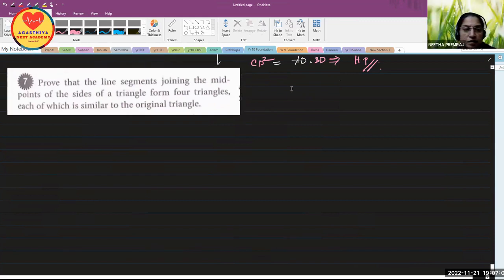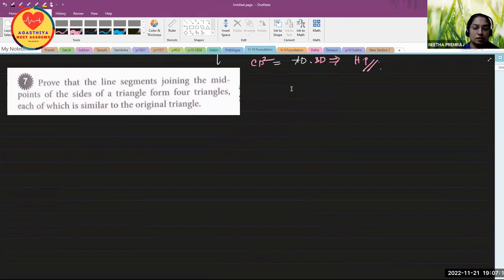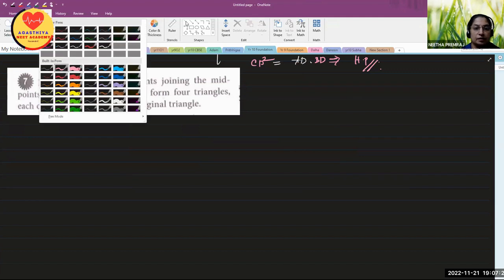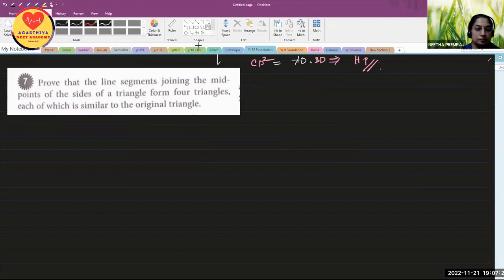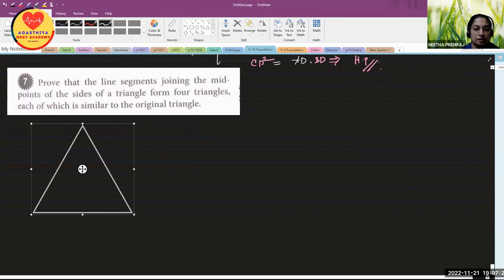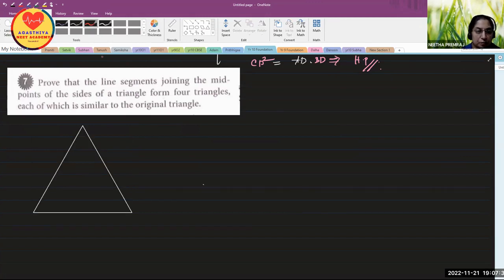So what is given in the sum? Prove that the line segments joining the midpoints of the sides of a triangle form 4 triangles, each of which is similar to the original triangle. Let's check. So there is a triangle. First you draw a triangle. There is a triangle. And midpoints.